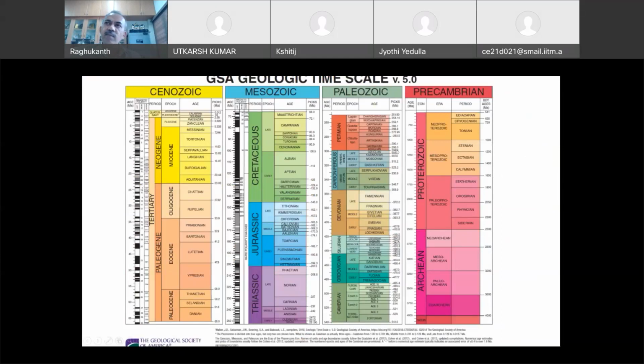Last class, what did we say? What do they indicate, like the Archean era and the Proterozoic era? What is the meaning of this boundary line? Significant geological events are marked.